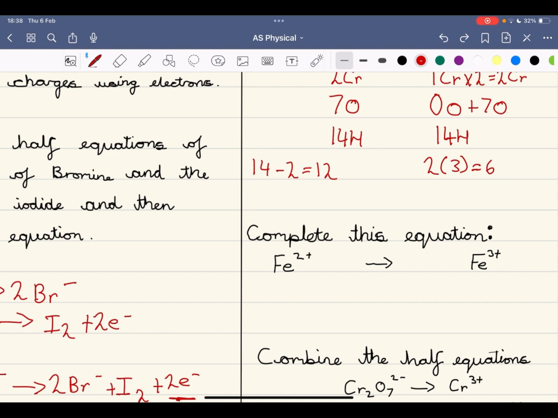Alright, so this one's a lot easier. We have 1 Fe on either side, so we only need to balance out the charges. So here we have a plus 2, and here we have a plus 3. So I'm going to take away 1 on this side so that we can get a plus 2, and then I'm going to add an electron to signify that minus 1.